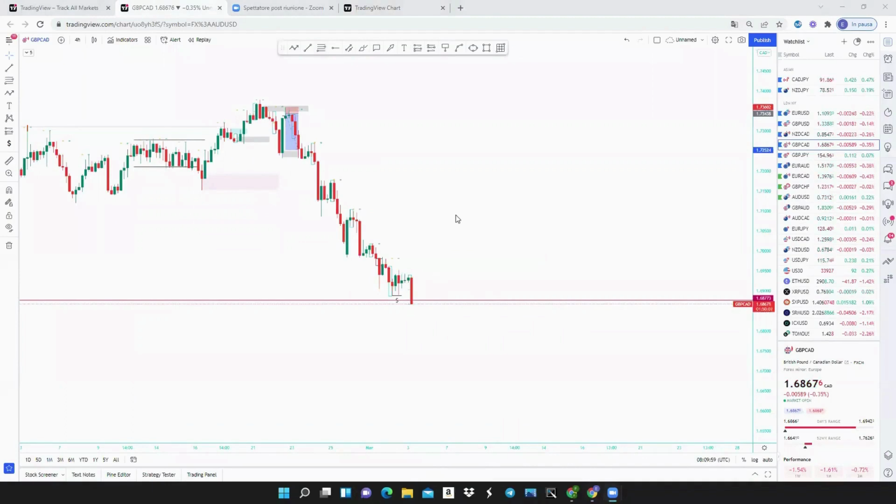How do I share my chart? You send the link of the chart.